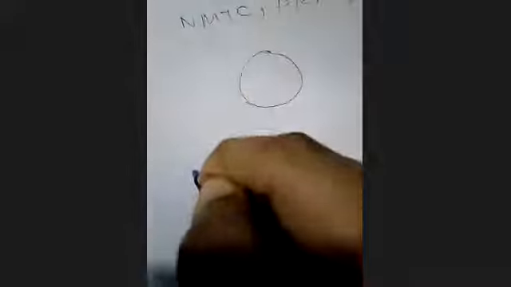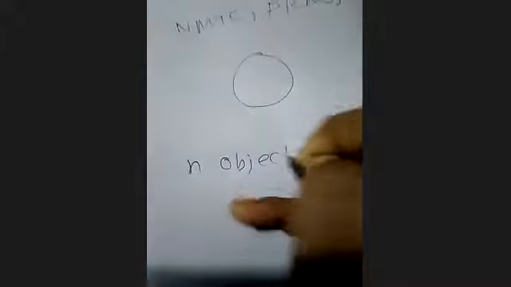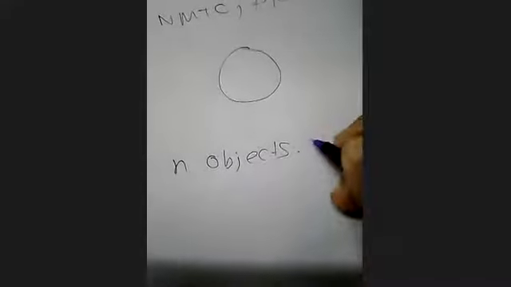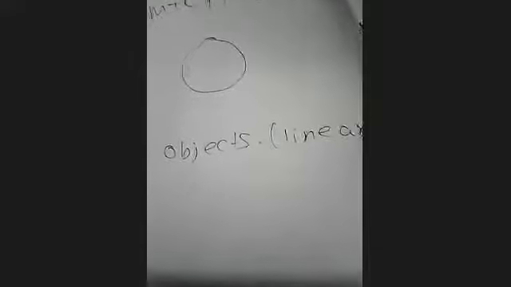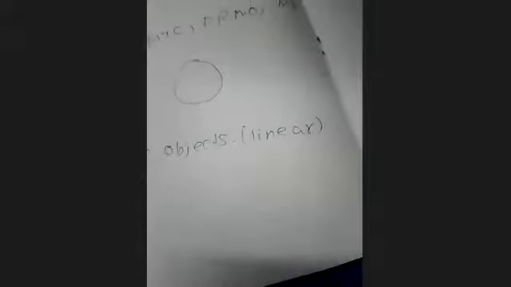First of all, tell me how many possible arrangements of n objects can be made linearly. N objects in linear structure. How many possible arrangements can be made? Tell in the chat. N factorial. I cannot hear you, so please tell. N factorial. Yes, n factorial.